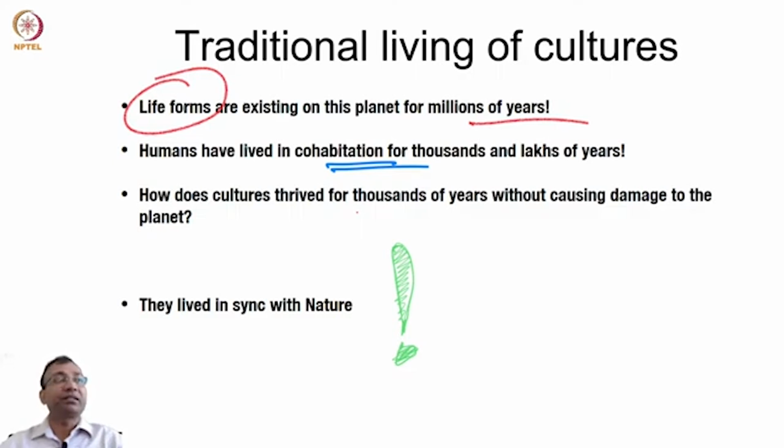So the question arises, how have these cultures of humanity survived for thousands and thousands of years without causing much damage, or almost any damage, to the ecosystem, to the environment, to this planet? Well, this is an undisputed fact. They have been living in sync with nature. In this course, we will try to see how much off track we are living right now, as a civilized society, away from nature.